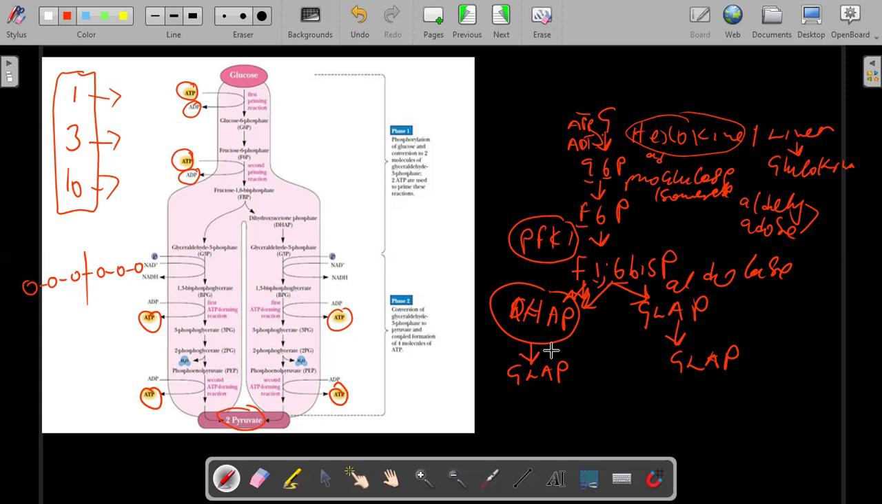Okay, so the enzyme that is going to work there, since it's a triose sugar, is the triose isomerase enzyme. That's the name of the enzyme which is going to work there.